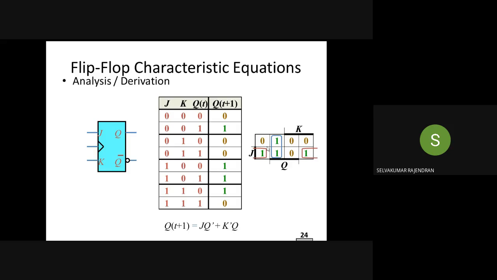Okay, so this is the characteristics table. Here we can have a 3 variable KMAP. So here we can take the J, K, Q. Okay, so min terms here 0, 1, 2, 3, 4, 5, 6, 7.